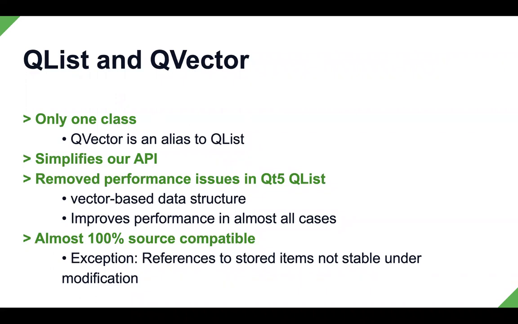This really simplifies our API, and it also removes some performance issues that we had with QList in Qt 5. We're now using a vector-based data structure, and it improves the performance in pretty much all cases that we've measured. It's almost 100% source compatible. There's one exception. In QList, in some cases, you could keep a reference to an item stored in the list around and expect that reference to stay stable. That is not the case in Qt 6 anymore, and is one of the places where you need to be a bit careful when moving over to Qt 6.